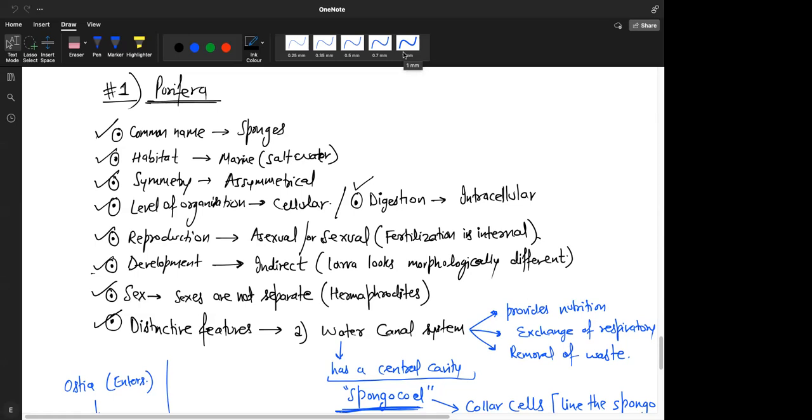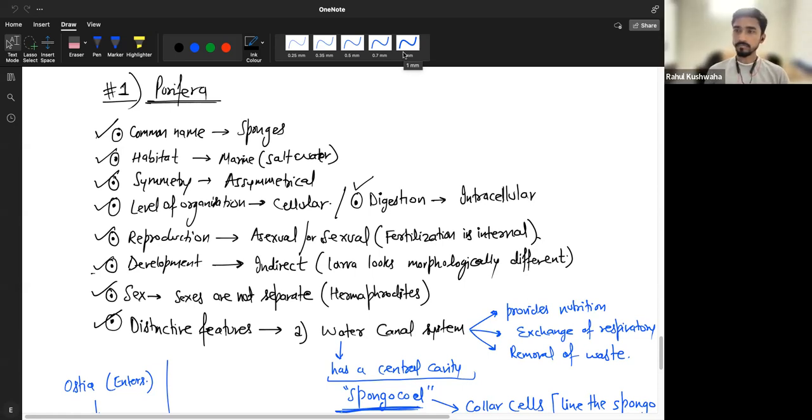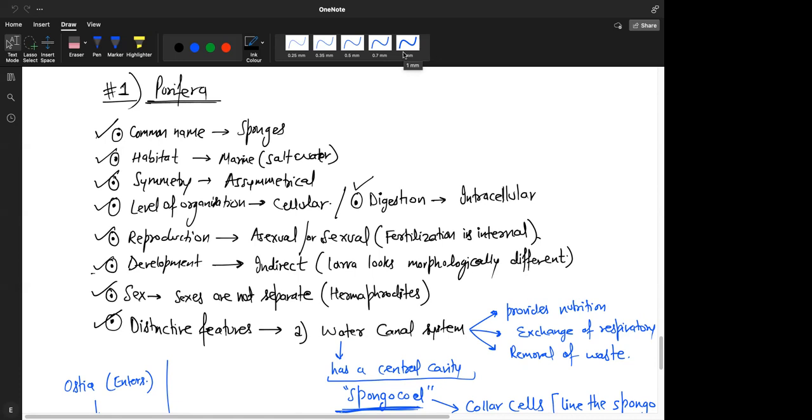Arthropoda is the largest phylum, which basically includes insects. Over two-thirds of the species are Arthropoda. They have organ system level of organization. They are bilaterally symmetrical. Arthropoda are covered by a chitinous exoskeleton. Their body consists of head, thorax, and abdomen.